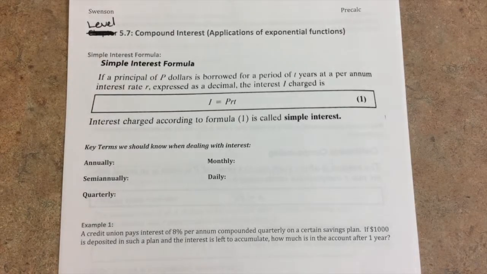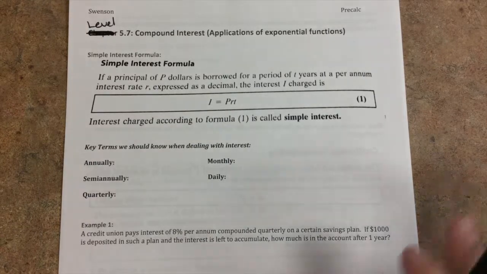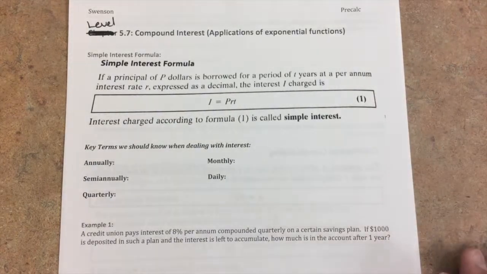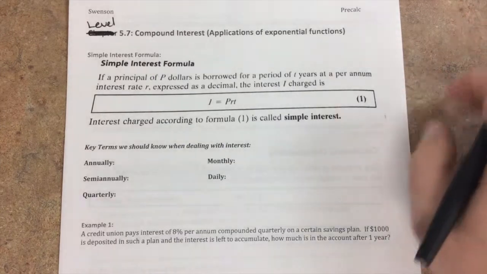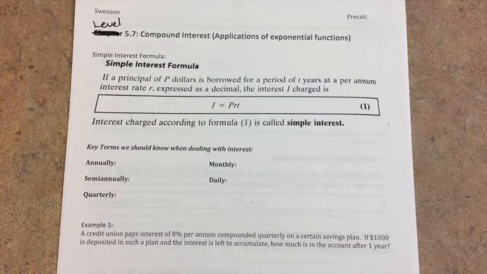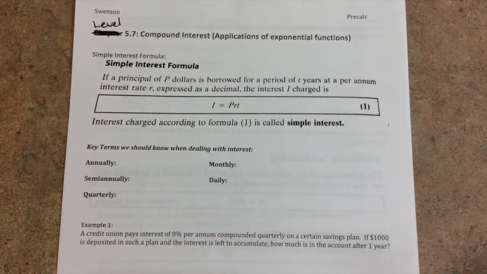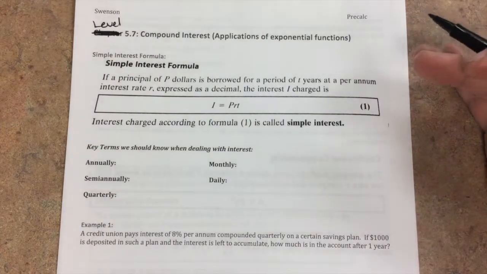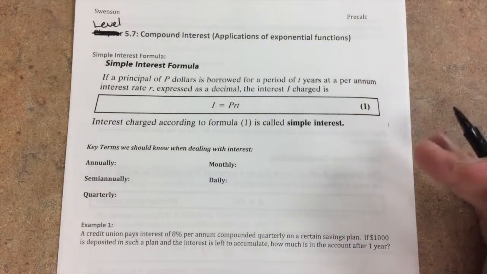So we've reached the point in this chapter, in this level, where we have to start talking about story problems and real-world applications. The first story problems that we talk about deal with exponential functions, and we're going to be talking all about compound interest. This section, level 5.7, deals mostly with money problems. And before we talk about compound interest, we're going to talk about simple interest.